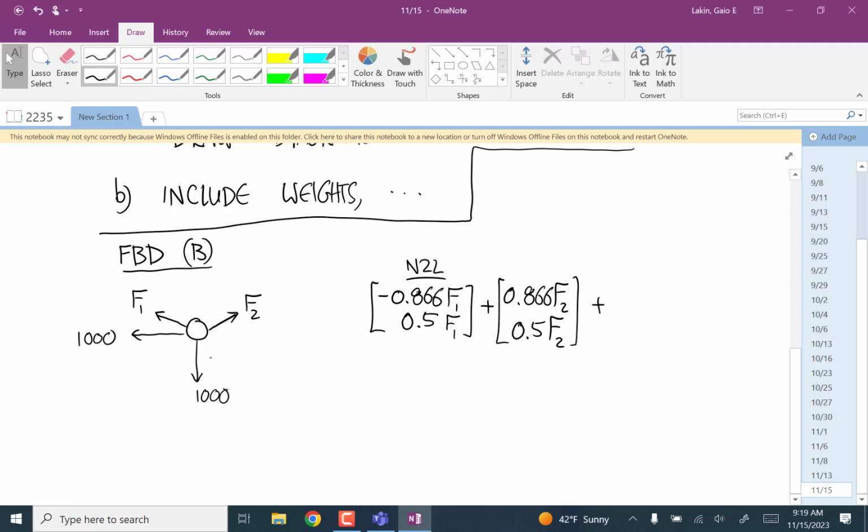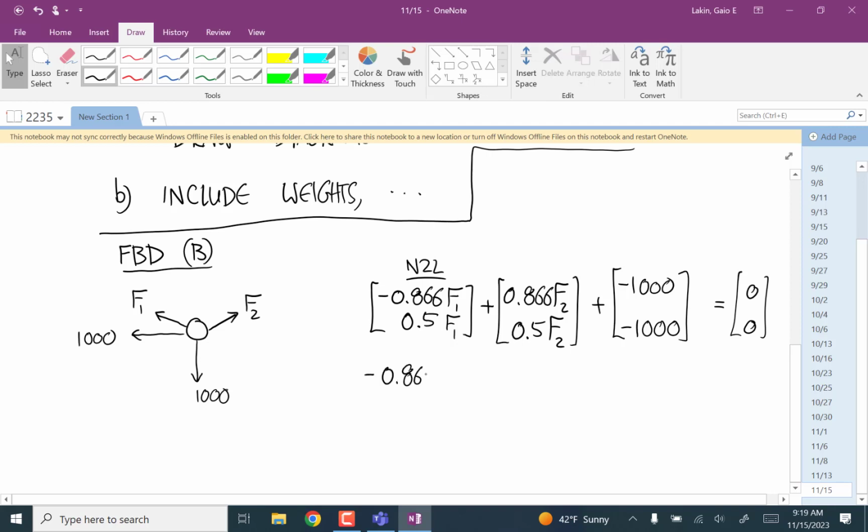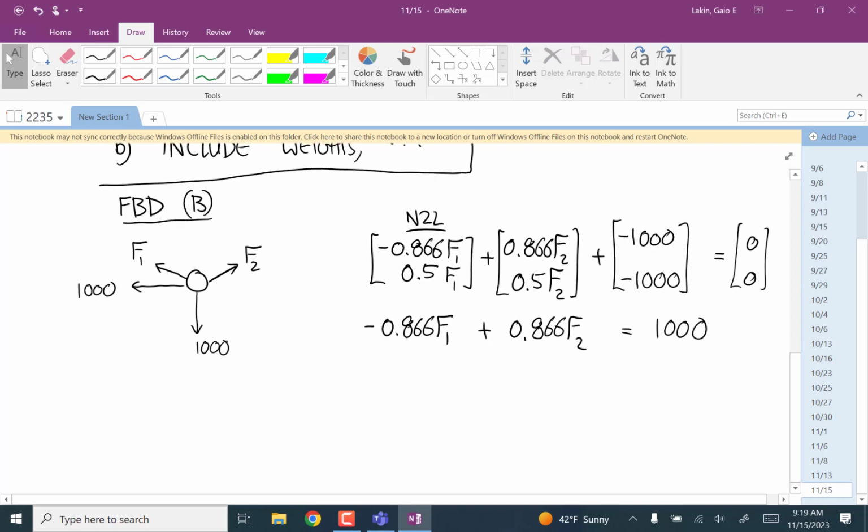I'm going to treat these like a single force, so we have negative 1,000 in the x direction, negative 1,000 in the y direction. So negative 0.866 F1 plus 0.866 F2 is equal to 1,000. And 0.5 F1 plus 0.5 F2 is equal to 1,000.